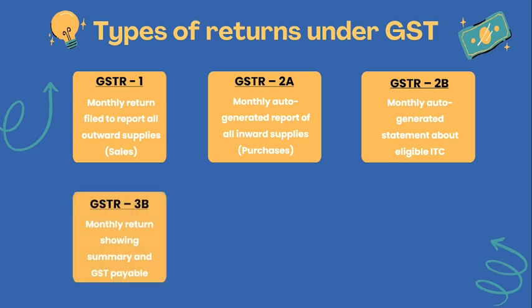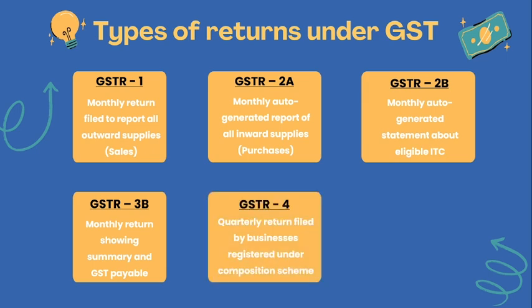Next is GSTR3B. It is a monthly summary return where a taxpayer declares total outward supplies, inward supplies, input tax credit, and net GST payable. Unlike GSTR1, it doesn't list each invoice individually. It is mandatory for all registered taxpayers and must be filed by the 20th of the next month. Even if there are no outward or inward supplies, a nil GSTR3B must be filed by the due date.